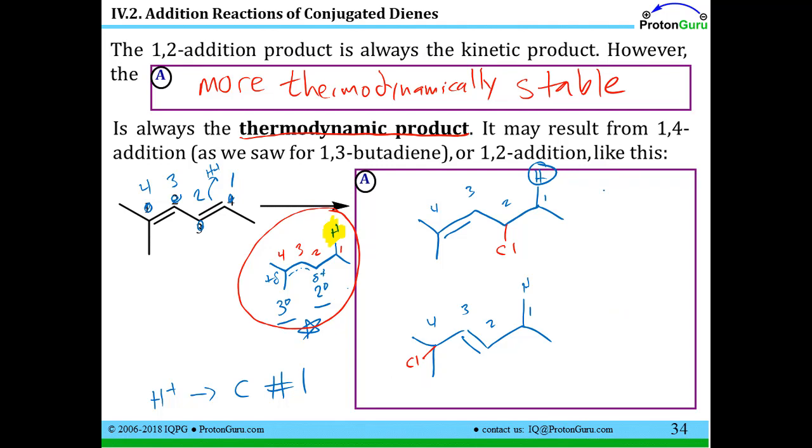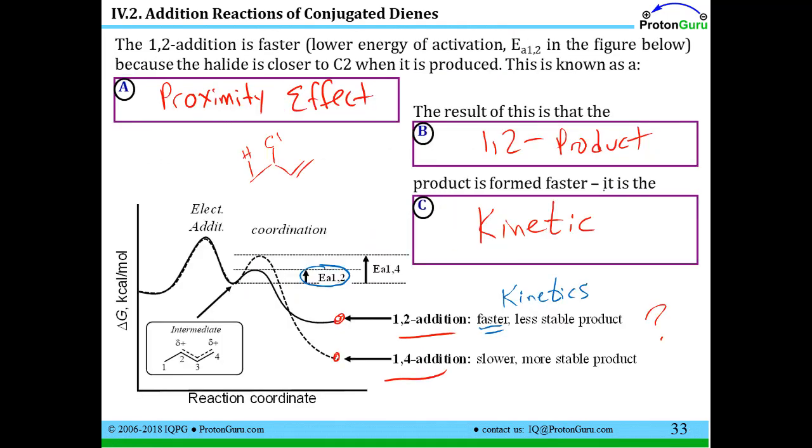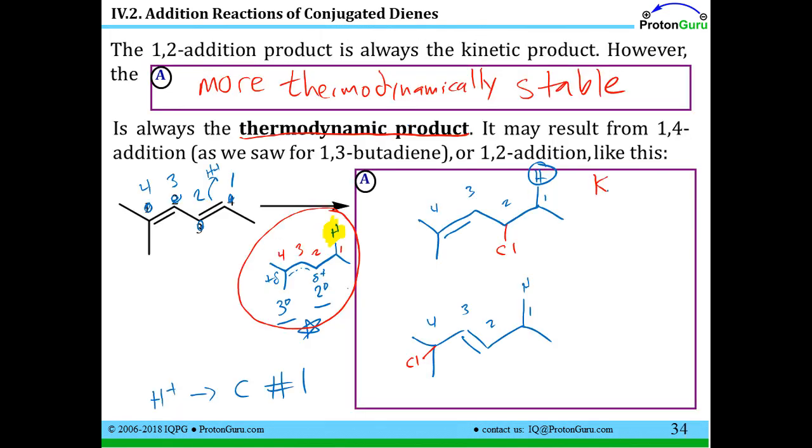So the question is, which of these is the kinetic product? Which one forms more quickly? Well, let's look back at our rules. The 1,2 product is always the kinetic product. So this will be our kinetic product. It's the 1,2 product. Which of these is our thermodynamic product?